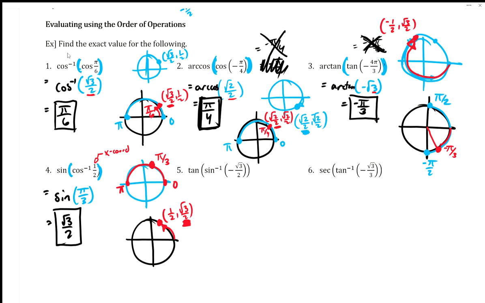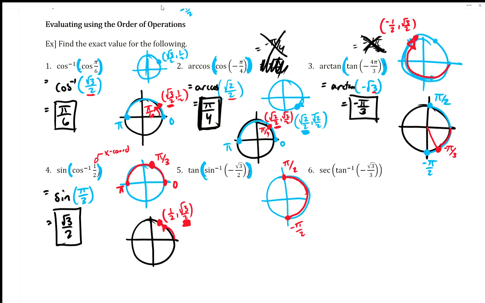Okay, so now let's do these last 2 here. So sine inverse of negative radical 3 over 2. Again, I'm going to draw my unit circle, the whole thing. However, it's sine inverse, so that means I know it should be between negative pi halves and positive pi halves. So that's where sine inverse must lie.